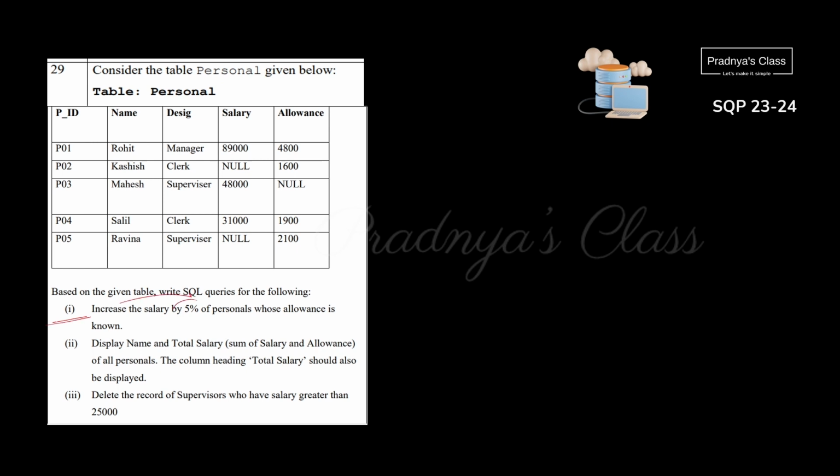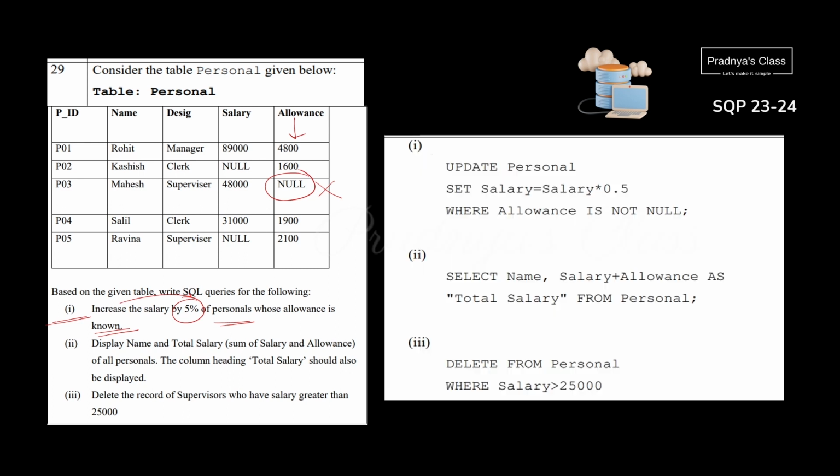Increase the salary by 5% of personnel whose allowance is known. Look at the allowance column. There are some null values that we will not consider. To update values in an already existing table, we will be using the update command. So here is the query. Update table name. Set. We need to update the salary. So salary will be salary equals to salary times 0.5. 5% means 5 divided by 100. It should be equal to 0.05.